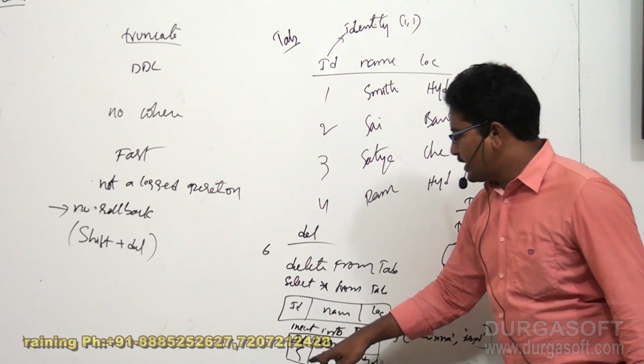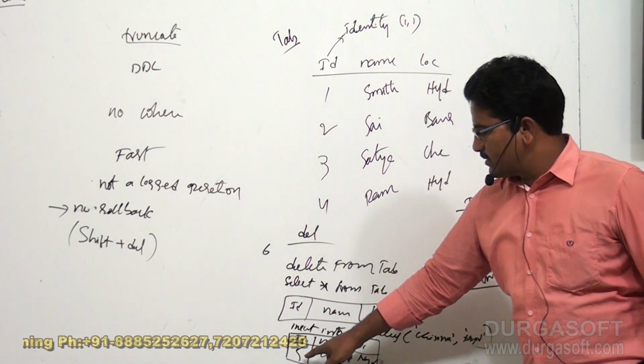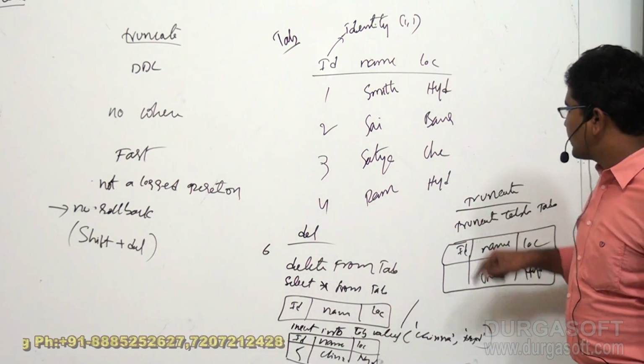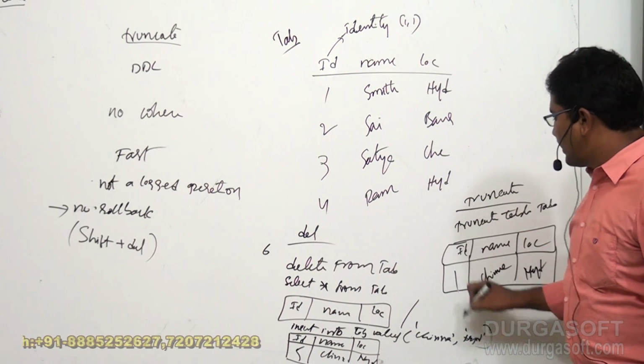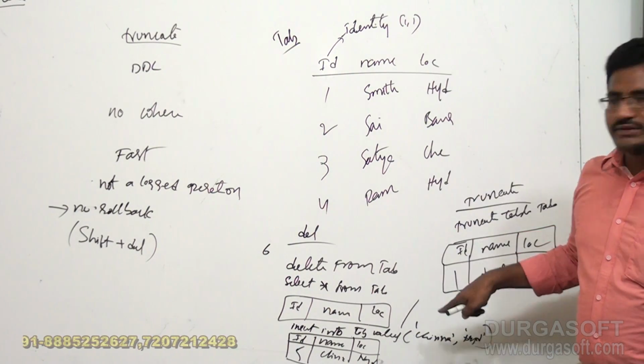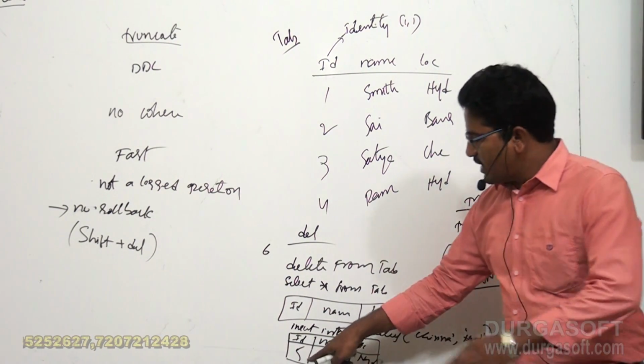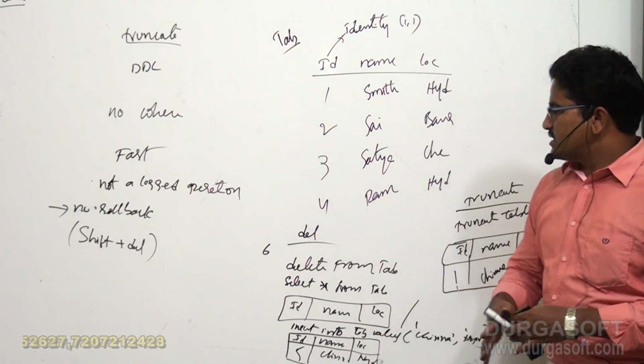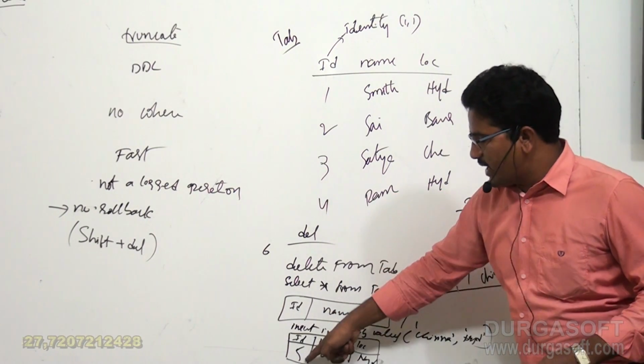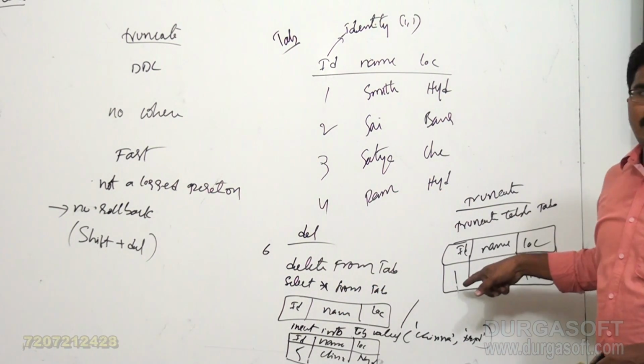In case of delete, what happens? It continues the value. But here, in case of truncate, what happens? It starts again with 1. It resets the value with 1 again: 1, 2, 3, 4, 5 like that. But here it is 5, 6, 7 like that. In case of delete, it continues the identity value. In case of truncate, it resets the value.